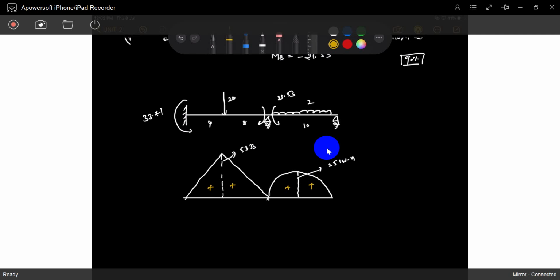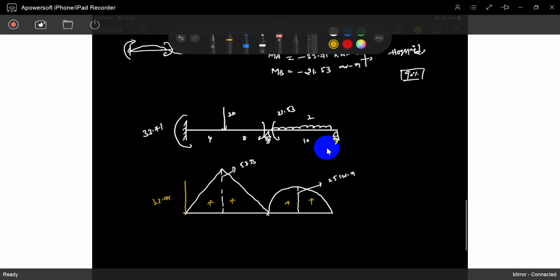It is a 33.71 hogging moment. B is 21. So 21 means exactly, maybe, okay, 21. It is a 25, no? So that's 21, it's 21.53. This is 0. So you will directly add it.